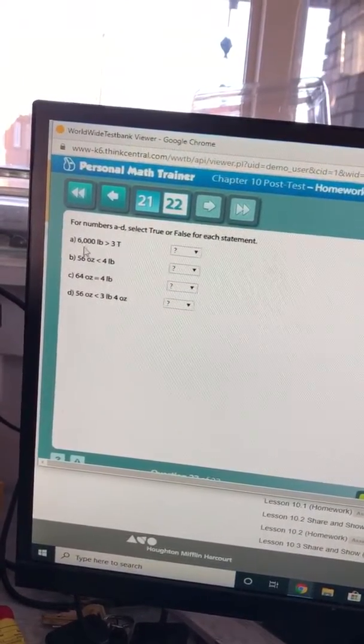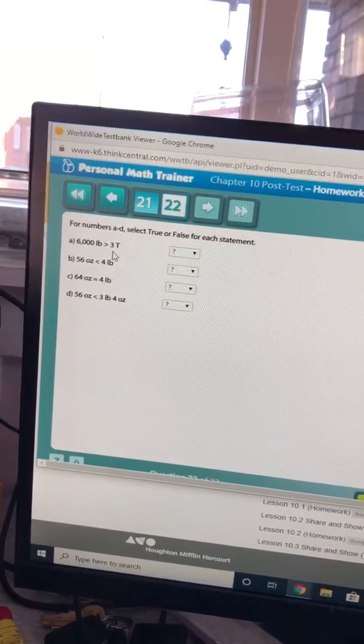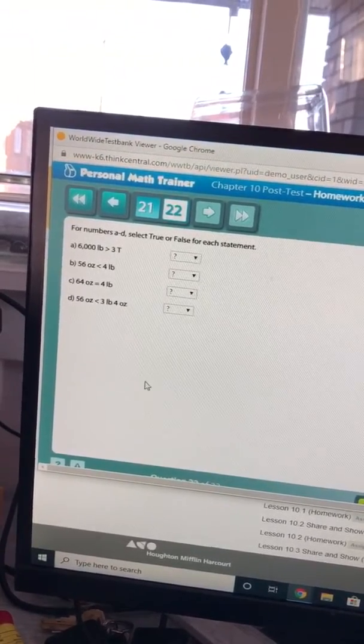Select true or false. 6,000 pounds is greater than 3 tons. Is that true?